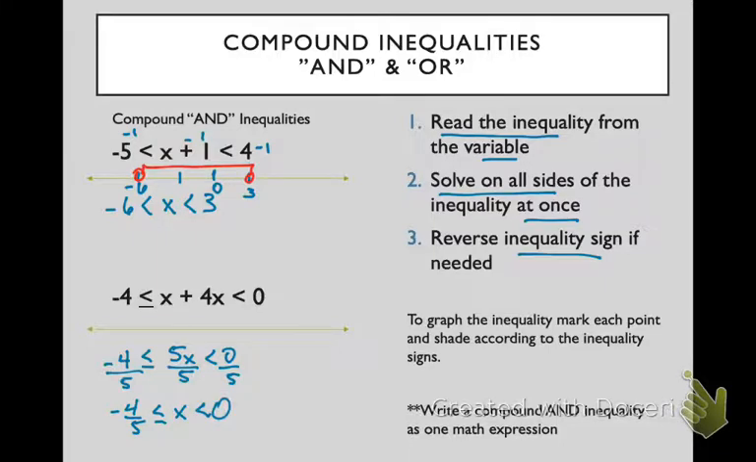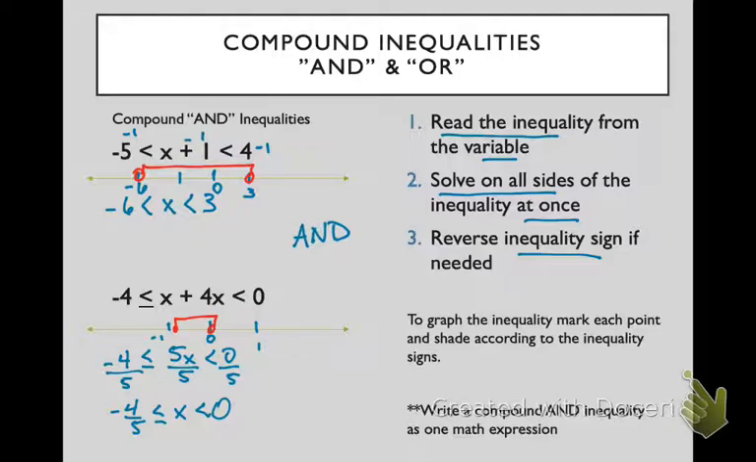So read it from the variable. X is less than 0 and greater than or equal to -4/5. Yes, those two criteria can exist at the same time. So this is an and inequality. So I'm going to put a closed circle at -4/5 because it can be equal to, but an open one at 0. So again, these are and inequalities because both criteria can happen at the same time.